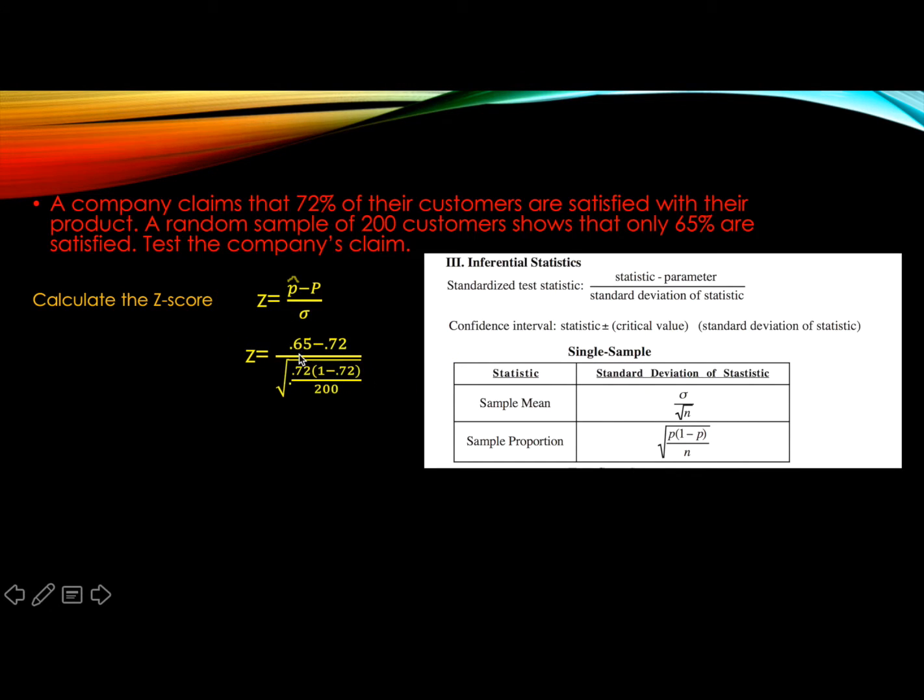P hat is 0.65 minus 0.72 divided by a square root of 0.72 times 1 minus 0.72 divided by 200. When you simplify, you should get z equals negative 2.205. Let's draw our normal curve to visualize. Remember, in the standard normal curve, the mean is 0 and the standard deviation is 1. We got a z-score of negative 2.205, which is about here. We said that we are trying to find less than, so let's shade to the left.